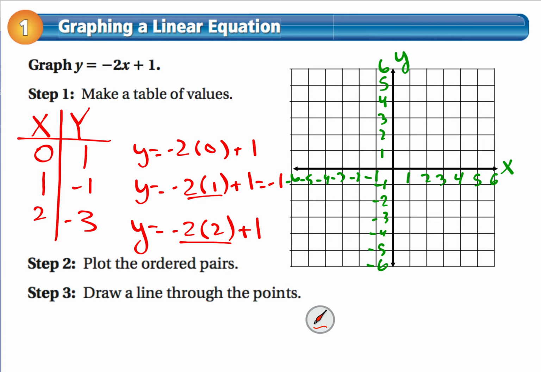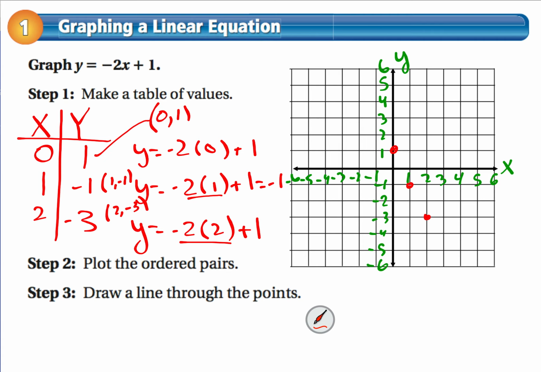The first point is the point 0, 1. So I go to 0, 1, and that's my first point. The next point is 1, negative 1. I go to 1, negative 1, and there's my next point. Then I've got the point 2, negative 3. I go to 2 and then down to negative 3.